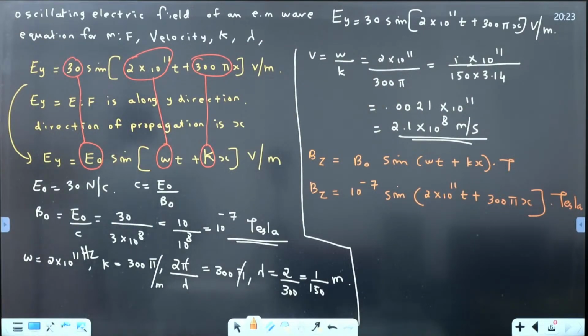Velocity, angular velocity, frequency, wavelength, propagation vector k. Everything I have found out.